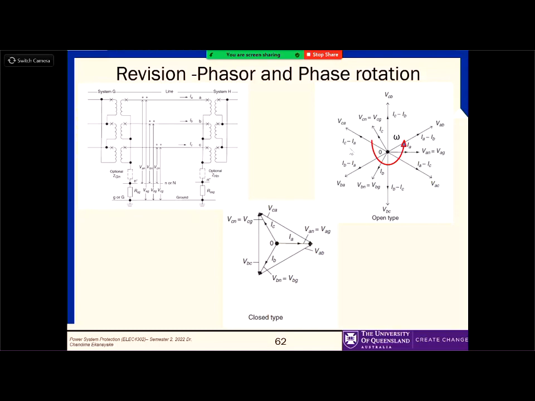You can draw these phasor diagrams in two different ways, open type or closed type, right? Open type is very similar to the Y-connected system, where you draw everything as Y-connected. But in a closed system, if the system is delta connected, sometimes we use this sort of notation for the diagrams. It doesn't matter much, both techniques will give you the same solutions. It is based on your practice or convenience. You may have to use open type or closed type, right?